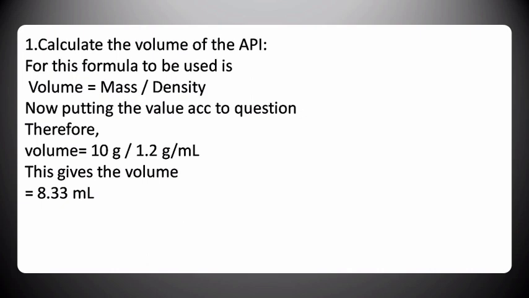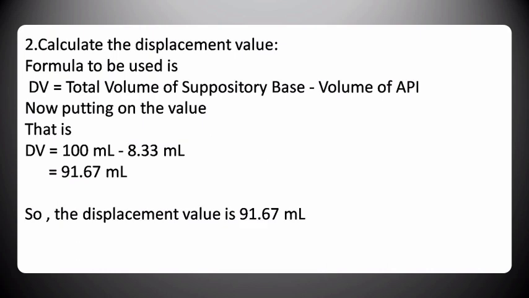Now putting in the values according to the question, volume equals 10 grams divided by 1.2 grams per mL. This gives the volume, which is 8.33 mL. Second, calculate the displacement value. The formula to be used is displacement value equals total volume of suppository base minus volume of API. Now putting in the values, dV equals 100 mL minus 8.33 mL, which equals 91.67 mL. So, the displacement value is 91.67 mL.